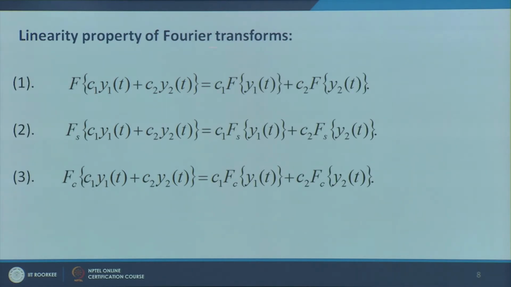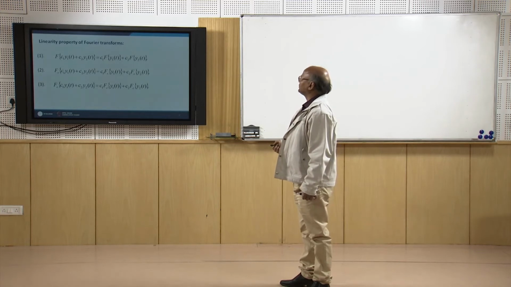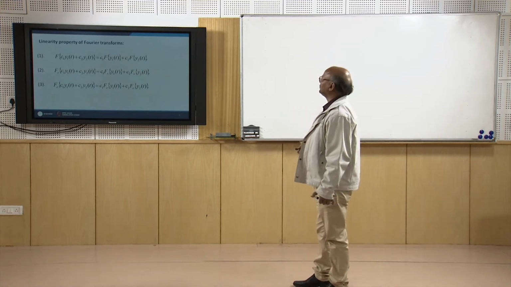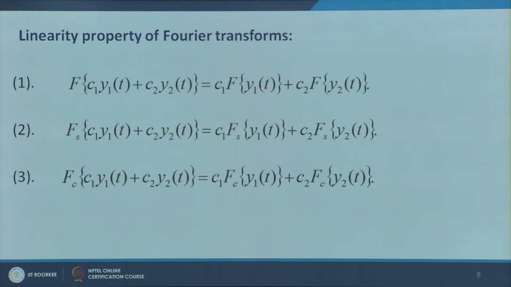Just like in the case of the Laplace transform, the Fourier transform and Fourier sine and cosine transforms also satisfy the linearity property. So the Fourier transform of c1 ψ1 plus c2 ψ2, where ψ1 and ψ2 are functions defined over the interval minus infinity to infinity, is equal to c1 F[ψ1(t)] plus c2 F[ψ2(t)]. Here ψ1 and ψ2 are functions defined on the interval 0 to infinity. Then the Fourier sine transform of c1 ψ1 plus c2 ψ2 is equal to c1 times the Fourier sine transform of ψ1 plus c2 times the Fourier sine transform of ψ2. c1 and c2 are constants.